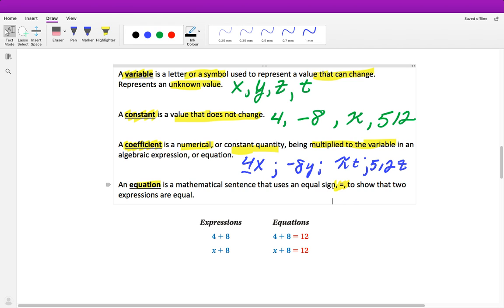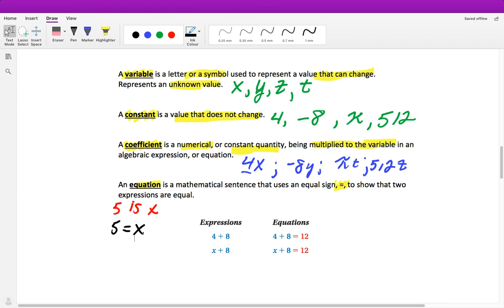All right, and then the last one, an equation, is a mathematical sentence that uses an equal sign to show that two expressions are equal. Now, you need to know how to identify an equation based on words. And the most common one that you'll see is they'll say 5 is x. Well, in this case, this is telling me 5 is equal to x.